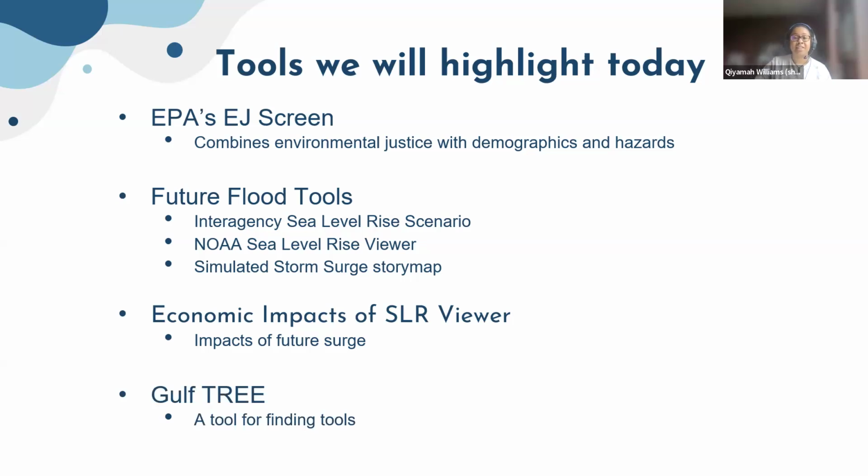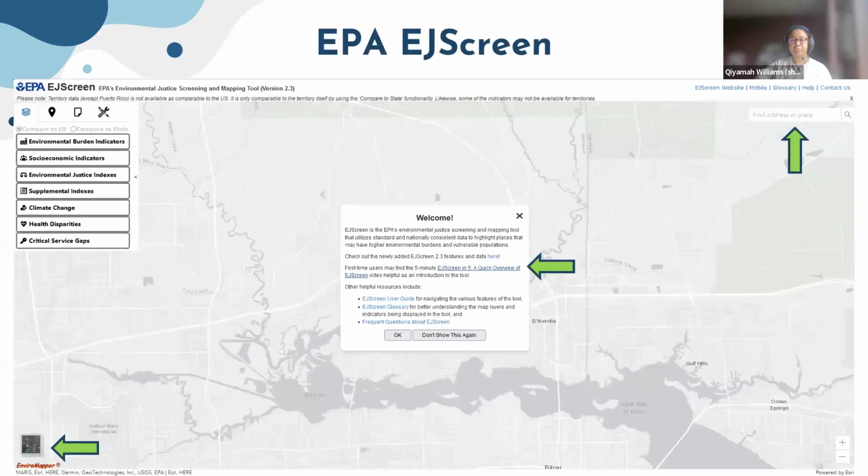And then finally, as there are so many tools, as you can see from today, and also just in general, there's a tool that helps you find other tools. That's called Gulftree. And so that's how we'll end today, with a brief overview of how you can use a tool to help you find the information and other tools that would be relevant to you in your work.